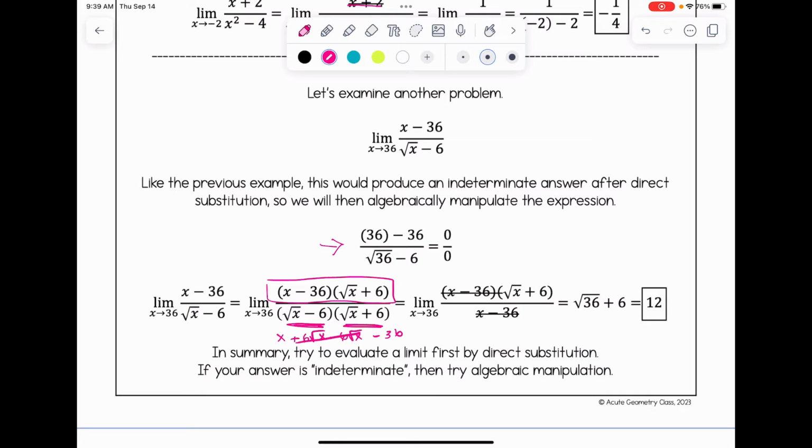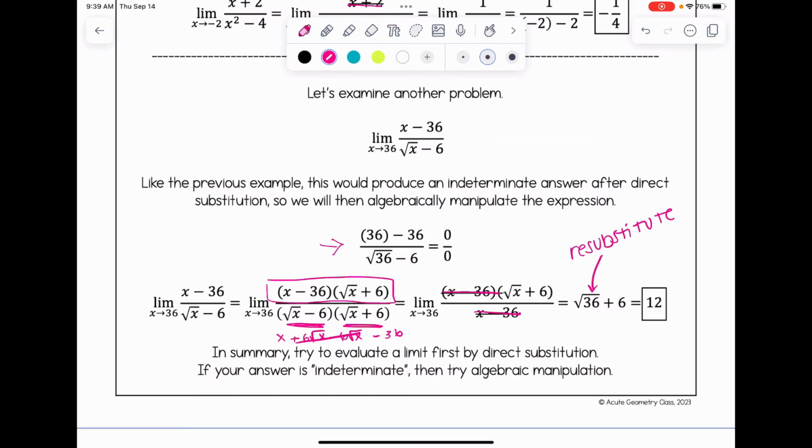So now my denominator is a lot cleaner. It's x minus 36. And you can see in this next piece here that it cancels out, just like the previous problem, with a term from the numerator. So really what I'm left with is radical x plus 6. Now resubstitute, okay? So once you've simplified, you're going to resubstitute into your new expression, and here we have an answer. So radical 36 plus 6 gives us 12.